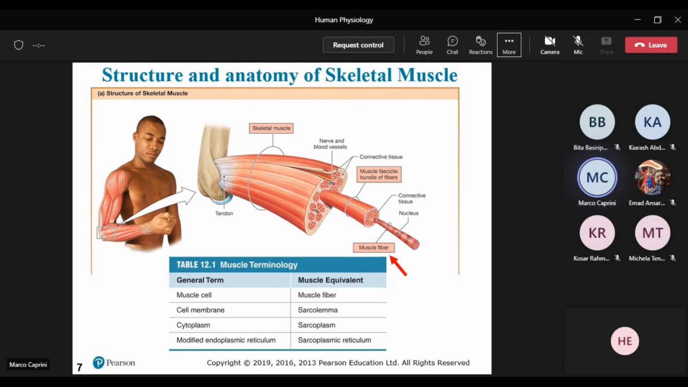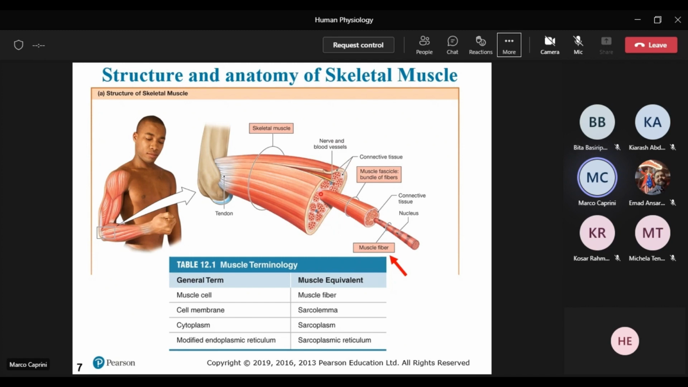So muscle fascicles are composed of individual muscle fibers, and numerous muscle fascicles compose a skeletal muscle. And you can see here, muscle fibers all together form bundles of fibers, and all together build a skeletal muscle.